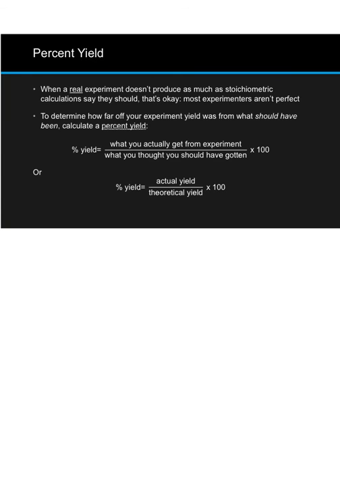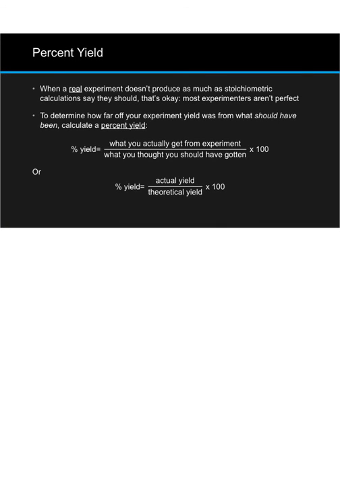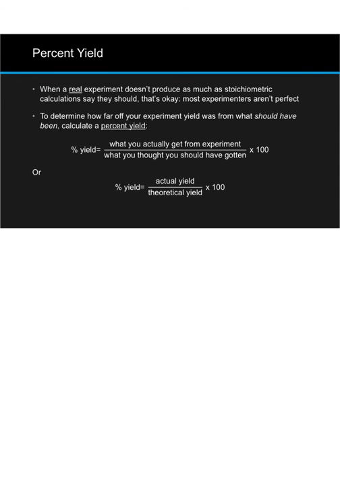As a good gauge for how far off we've strayed in our actual experiment from our theoretical predictions, chemists often produce what's called a percent yield to describe how much we've made compared to what we expected. A percent yield is the ratio of what we actually get from an experiment when we carry it out to what we thought we should have gotten from our calculations, multiplied by 100 to give us a percentage. It's the actual yield divided by the calculated theoretical yield, multiplied by 100.